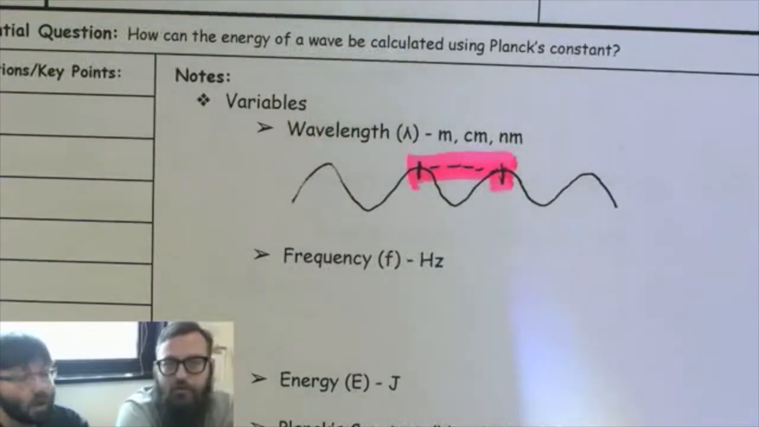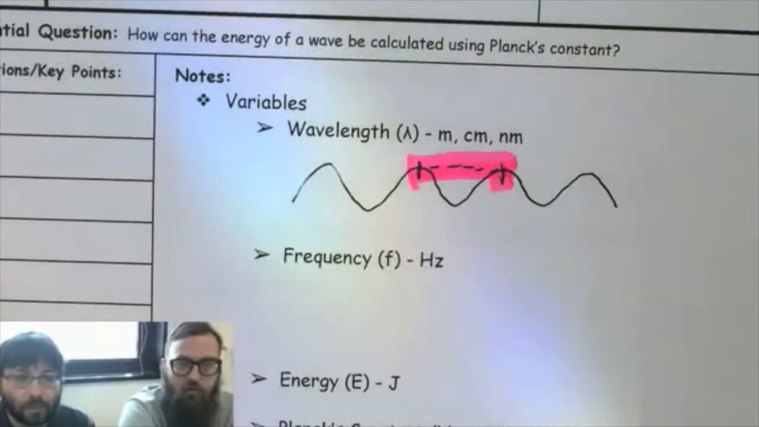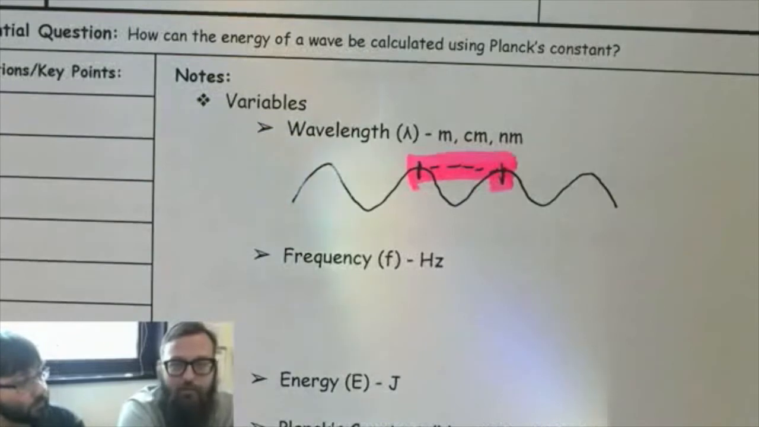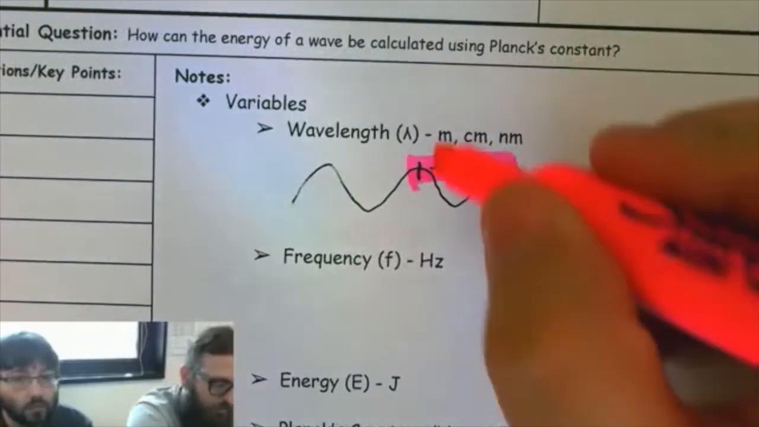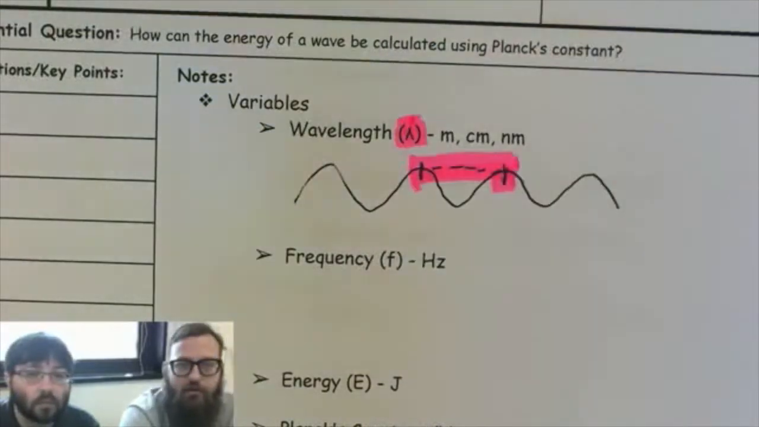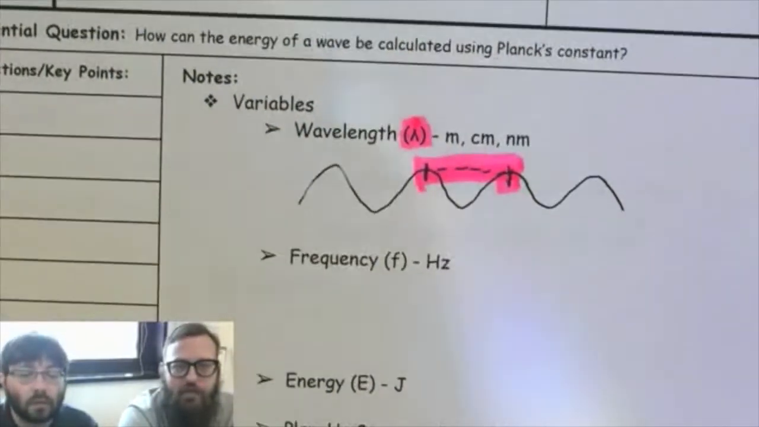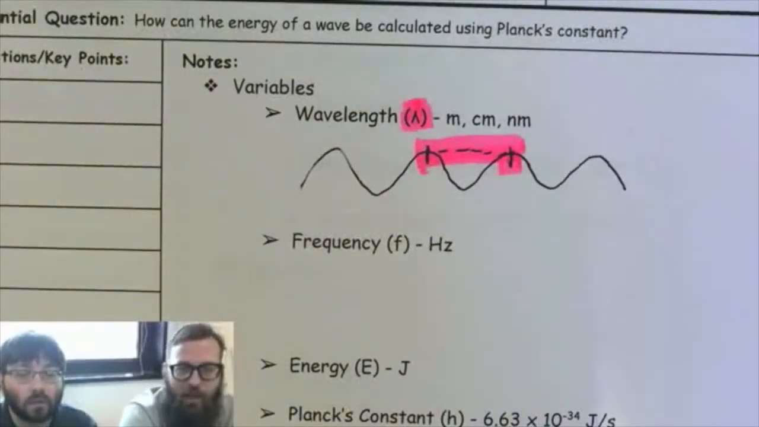Okay. So we're going to have that wavelength in our equations. We're going to signify that with the lambda. So the lambda looks kind of like an upside down Y. Okay, so whenever you see that upside down Y, think wavelength.